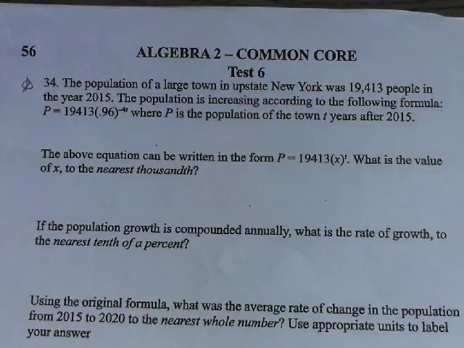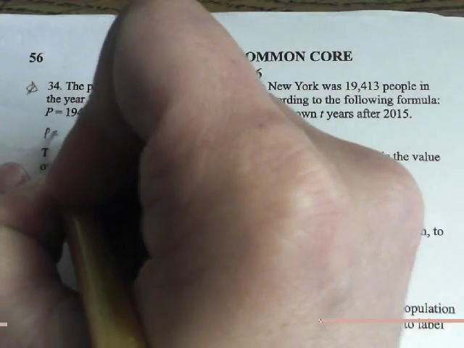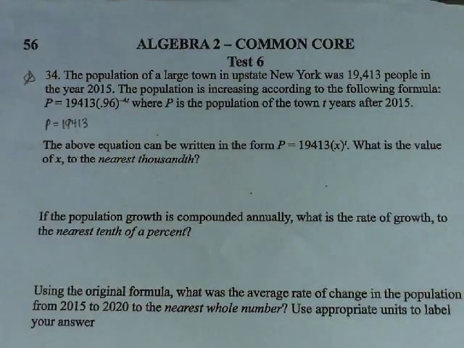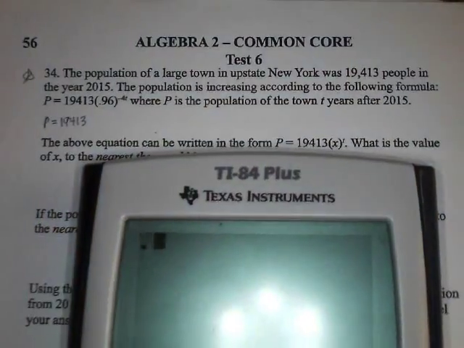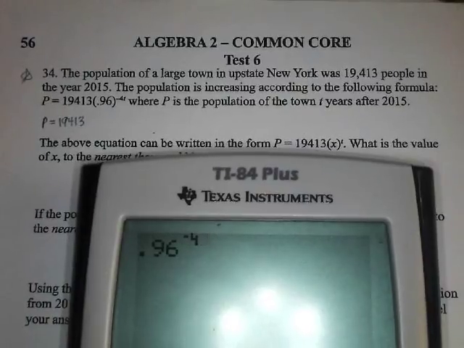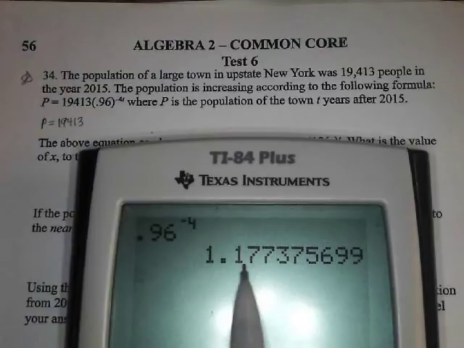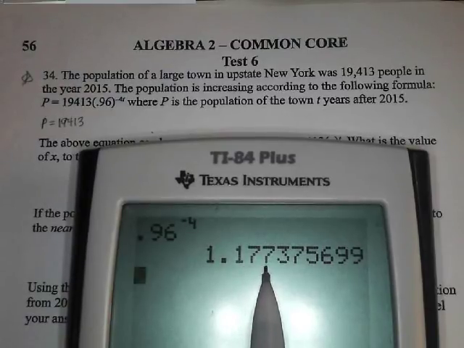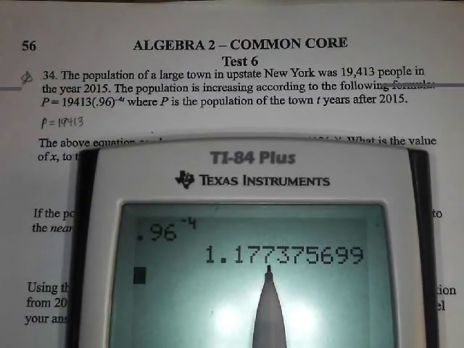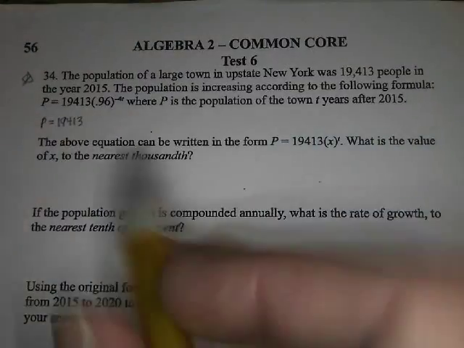So to be honest with you, even before I read the question, just to wrap my head around what's going on here, I would raise 0.96 to the negative 4th power, and 0.96 raised to the negative 4th power is going to tell me that that base is really this number, so it's increasing by about 17.7%. Follow? Okay, so 1.177, I'm just going to the t power now.